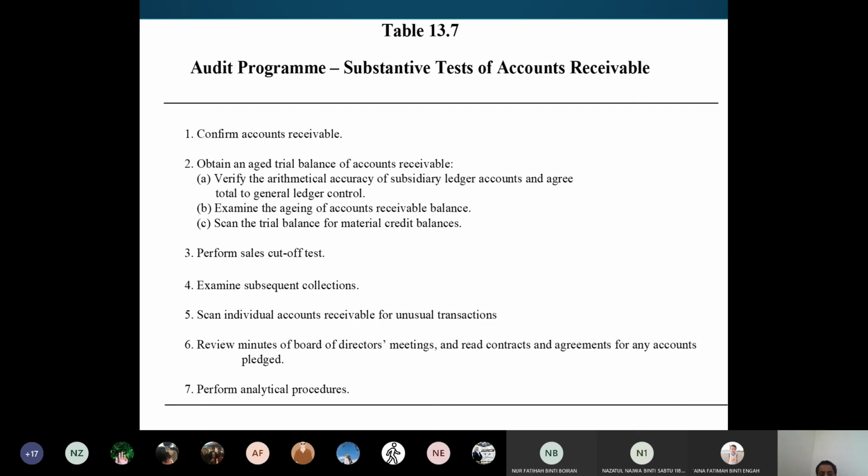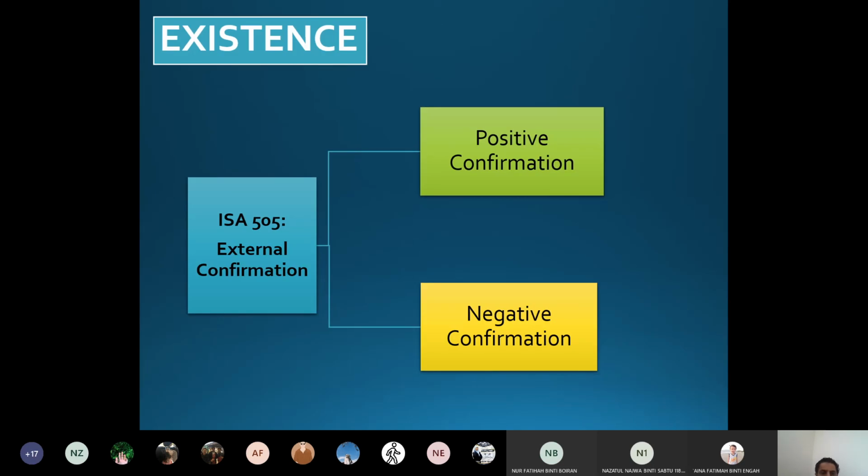Number 7, perform analytical procedures related to the account receivable in terms of the timing, the days or the turnover of the payment by the customers, and also in terms of the amount ratio or the percentage, sorry.